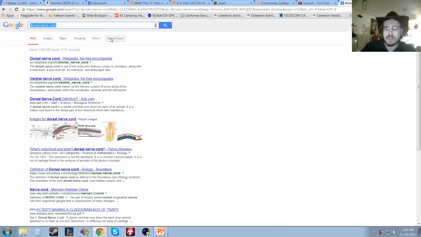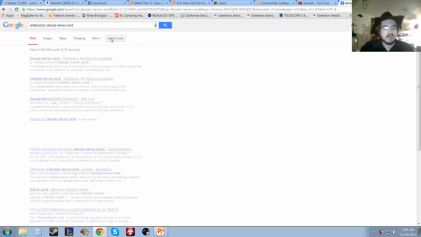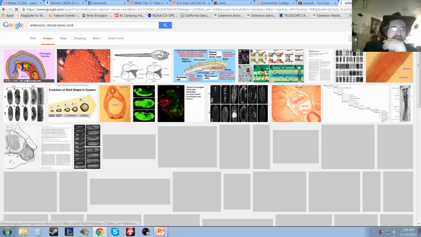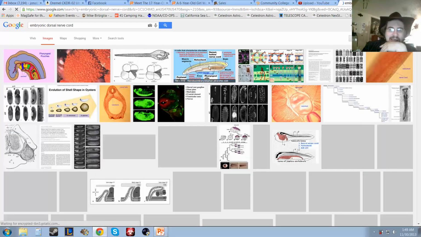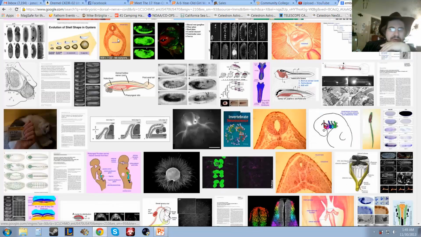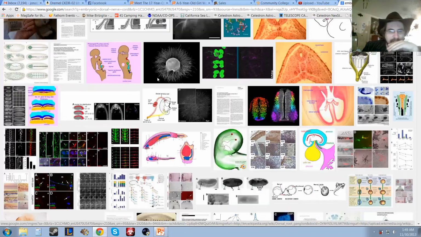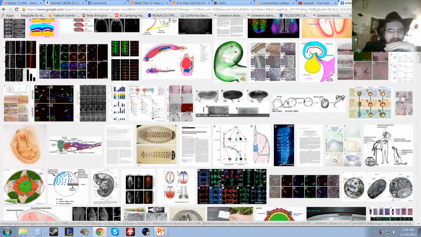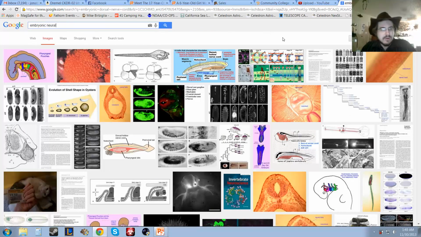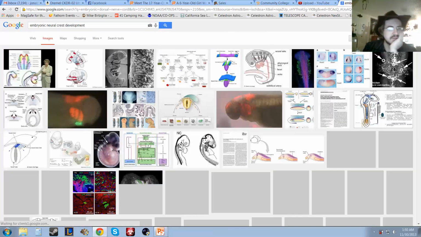Let's throw in embryonic there so we can get an image of development here. And here we go. This is a good cross section. This is the neural tube, that hollow tube there, and you can see it's hollow there. And I'd really like to get an image of the development of that. So I'm going to use some terminology: neural crest development. This should give it to us.